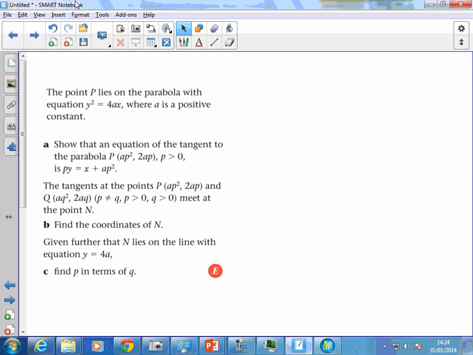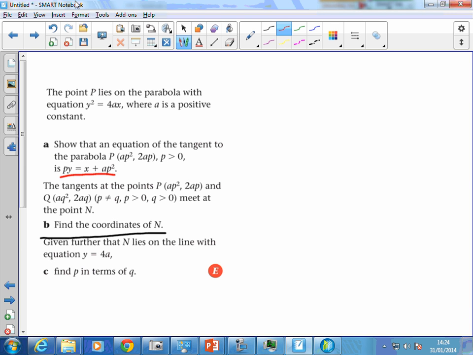For question B, we are asked to find the coordinates of N, and we're given that the tangents at the point P and Q meet at the point N. So we have the equation of the tangent at P.